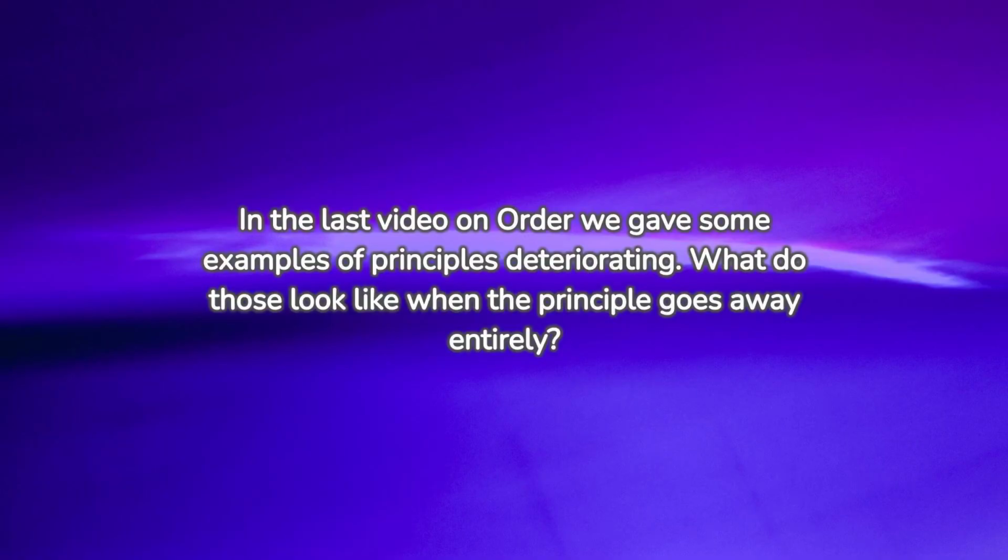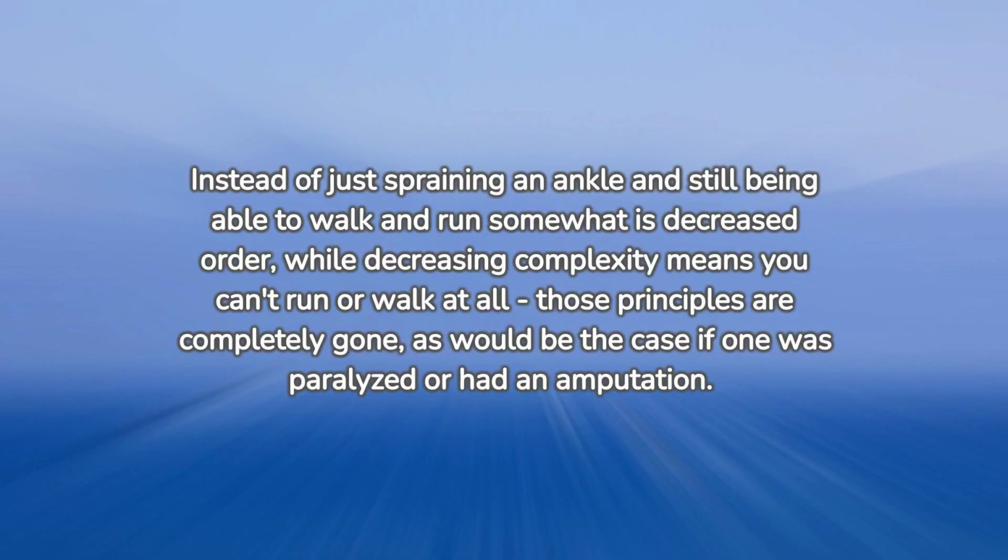In the last video on order, we gave some examples of principles deteriorating. What do those look like when the principle goes away entirely? Instead of just spraining an ankle and still being able to walk and run somewhat, which is decreased order, decreasing complexity means you can't run or walk at all. Those principles are completely gone, as would be the case if one was paralyzed or had an amputation.